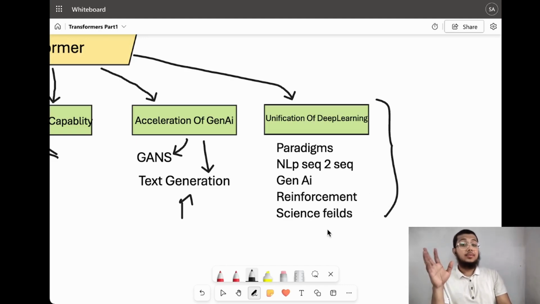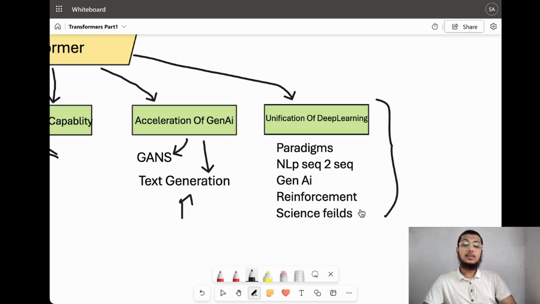there has been a paradigm shift, after which people are now using transformers for different problem spaces of deep learning. If you are talking about NLP-based sequence to sequence problems, then transformers are being used here. If you are talking about generators, you are using transformers. If you talk about computer vision, transformers are being used here too. If you talk about reinforcement learning, transformers are being used there too. If you talk about science research, transformers are being used in that space too.